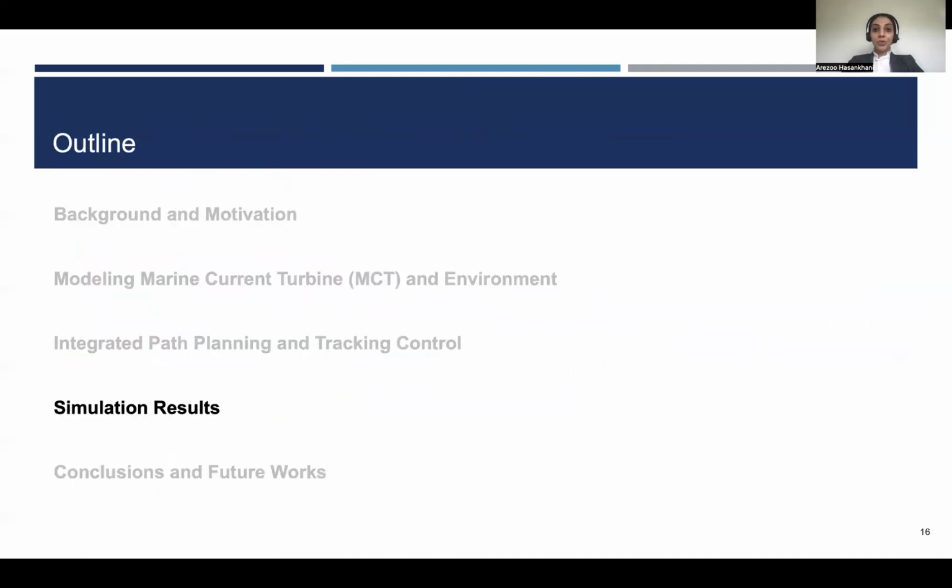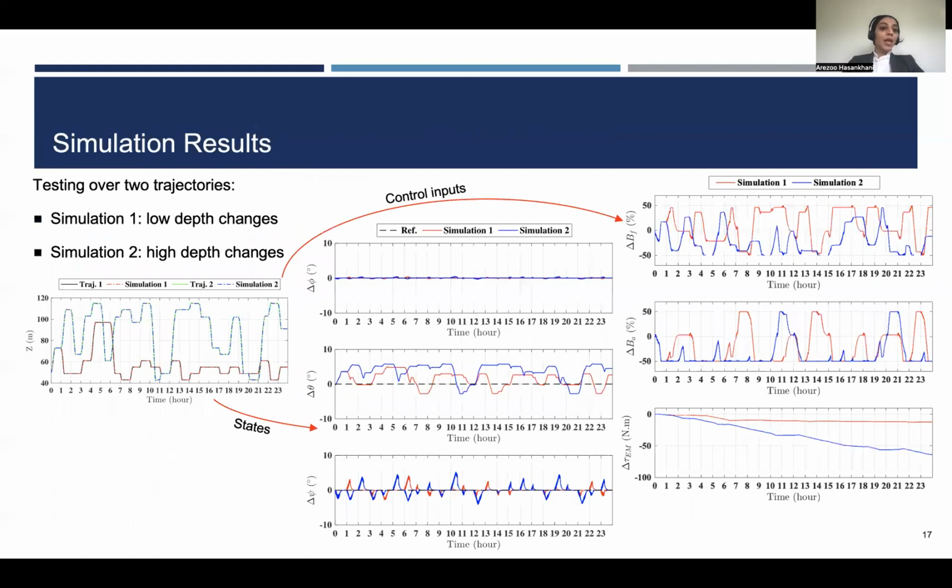Okay, now I want to show you the simulation results. We simulate this integrated framework for different cases. Among them, I show you the first simulation, which is related to the optimal path with low depth changes, and also the optimal path with high depths, which shows high depth changes. So these two cases are shown in this figure. For these two optimal paths, we can see that the path tracking controller can successfully follow these two optimal paths.